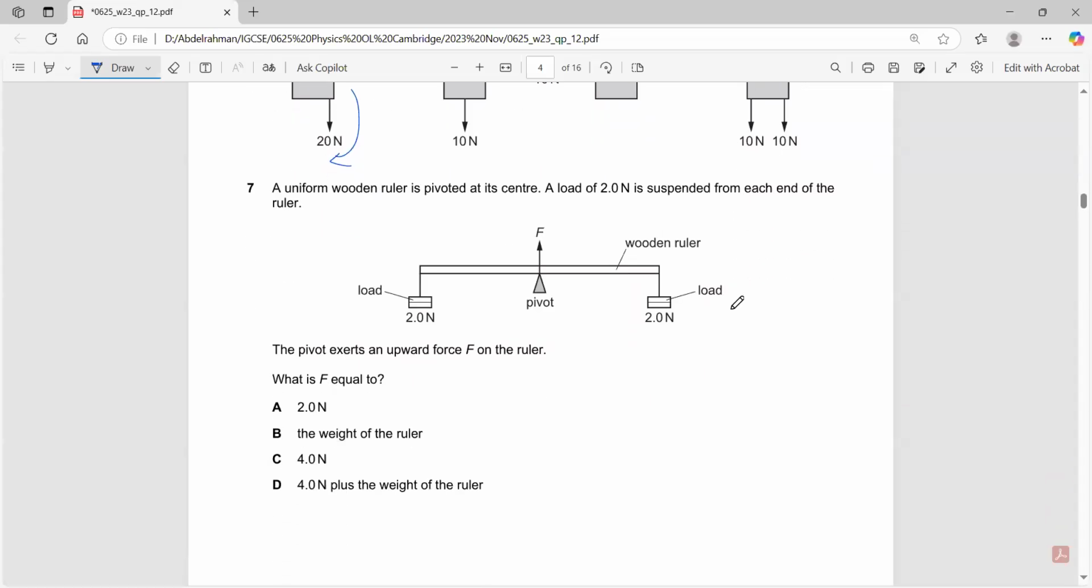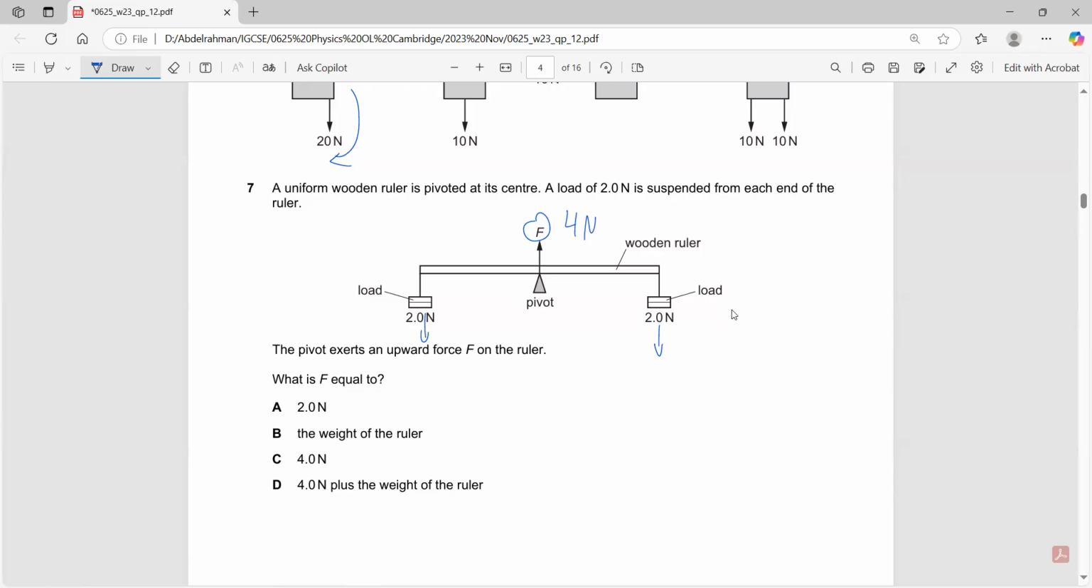The pivot exerts an upward force F on the ruler. What is F equal to? So basically, we need to use the moment, or when I say in equilibrium, the forces are equal. The upward forces are equal to the downward forces. The resultant force is equal to 0. So the downward forces are what? 2 newtons and 2 newtons. The only upward force is the 4 newtons, right?